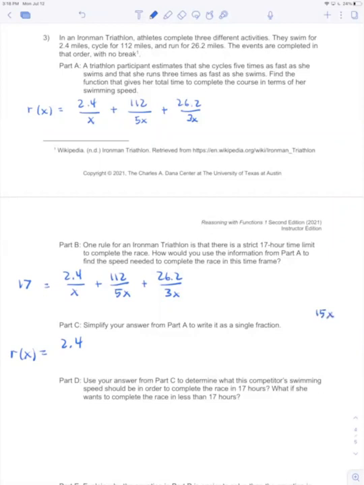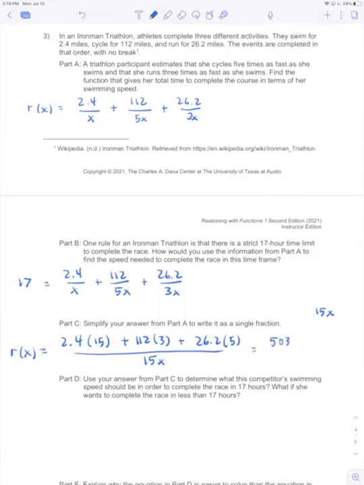The 2.4 already has the x part. It's missing the 15. And then 112, it has a 5x. It's missing the 3 to make 15. And then 26.2 has a 3x. It needs a 5. And this, I'll put over 15x. And if we multiply all this out, we would get 503 over 15x.